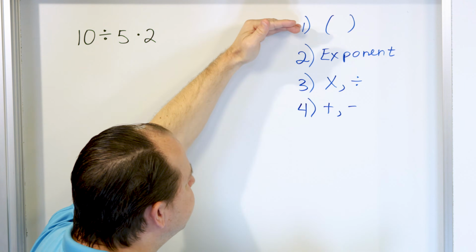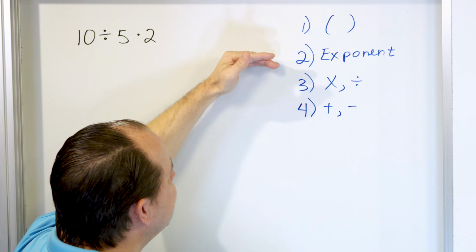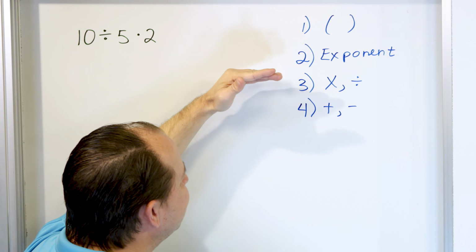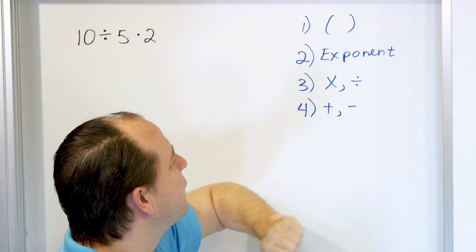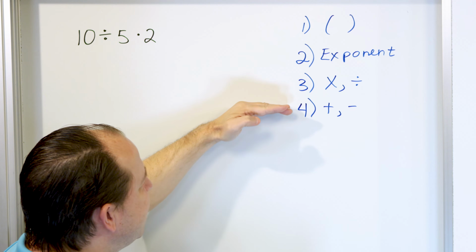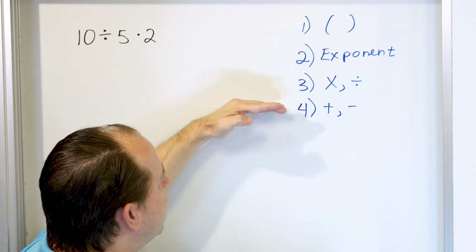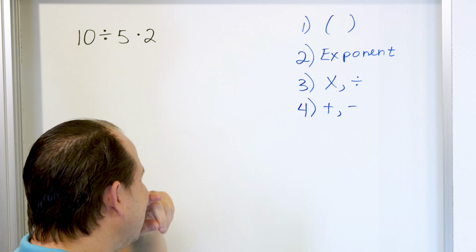Any parentheses, do them first. Any exponents, do them next. Next, you do any multiplications and divisions. They're at the same priority order, so you do them left to right like reading a book. Addition and subtraction, again, they're at the same priority level. You do them left to right like reading a book.